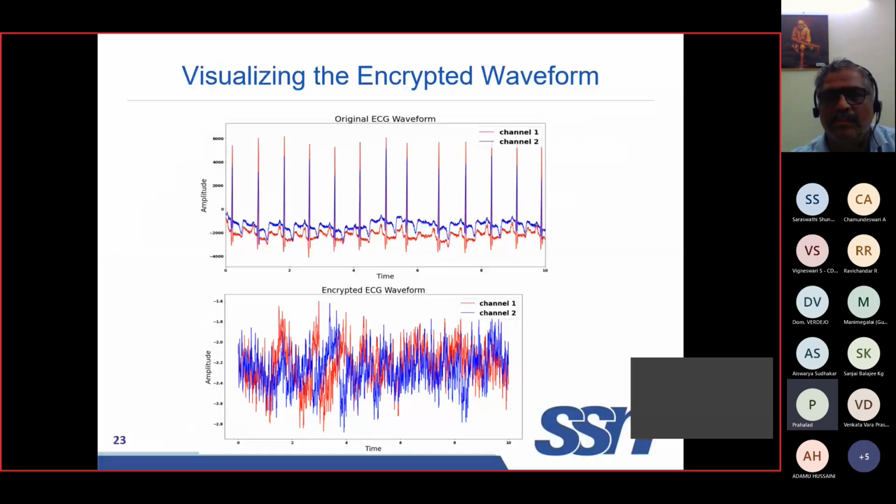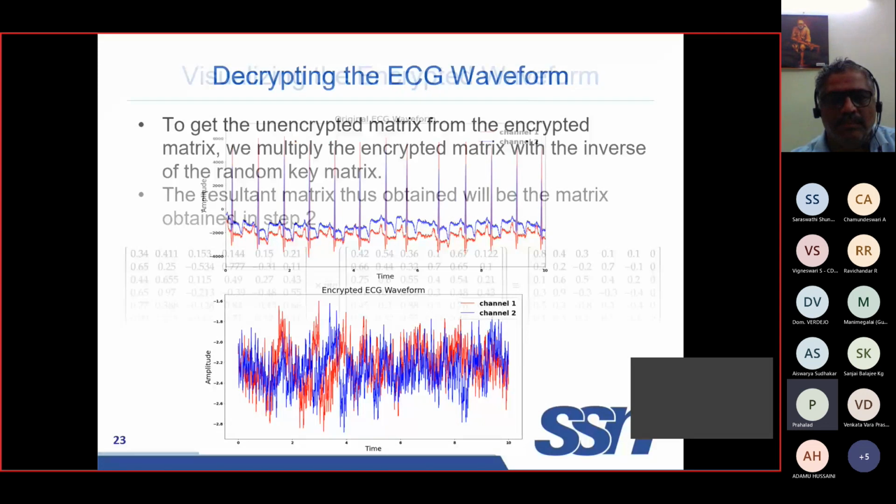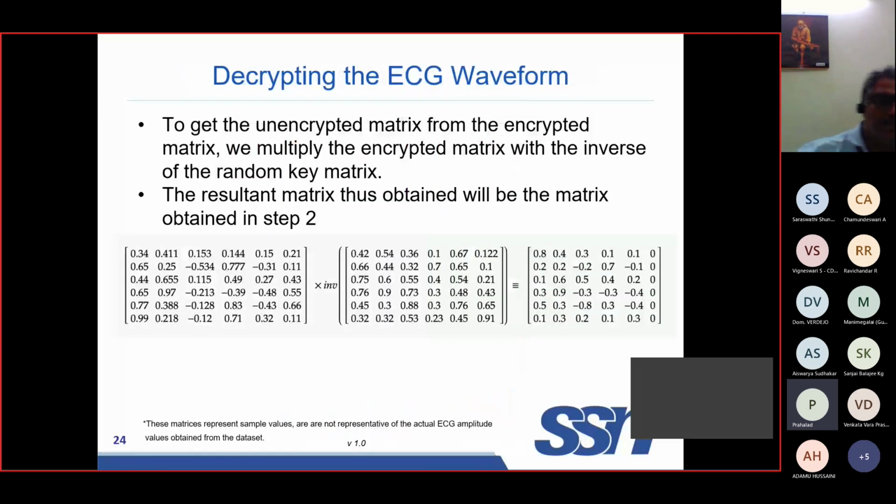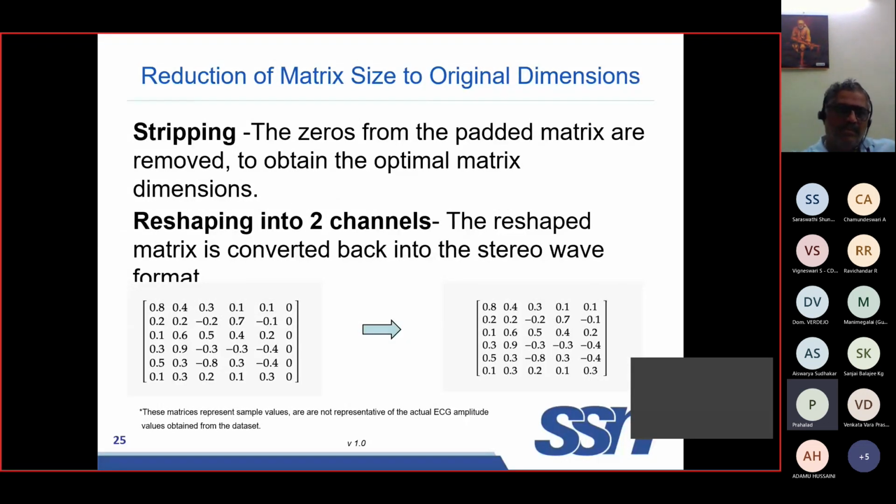The next thing is we also need to check whether we get the original matrix and the original values after decrypting the waveform. To decrypt it, we compute the inverse of the key matrix that we have. Note that finding the inverse is much easier since the size of our matrix is much smaller, due to us optimizing the size of the matrix. This leads to the decrypted matrix. Even after obtaining the decrypted matrix, we strip the zeros that we padded before, and thereby we get the optimal matrix dimensions. The original data is a stereo wave file, so we reshape the matrix back into its original format.